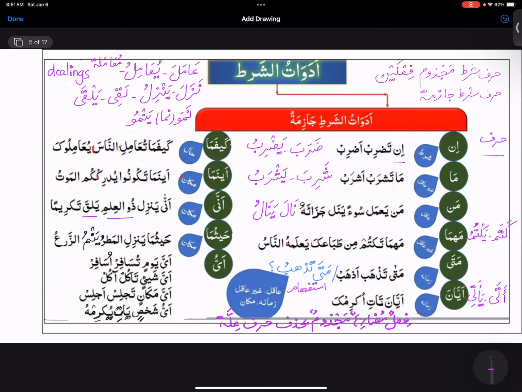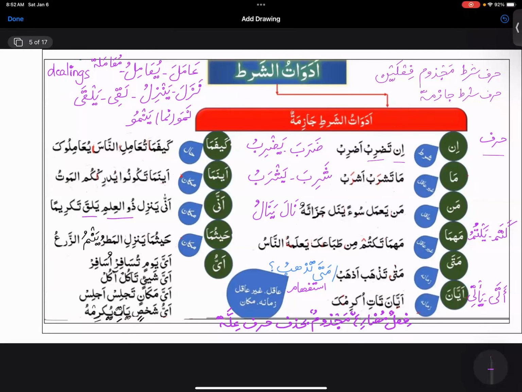Okay. And then what is tadrib? How are we going to label it? Failu mudari. It's not fail. It is something else when it comes to the Adwatu Shart. So failu shart. Tadrib is our failu shart and its fail is anta. And what is adrib? Jawabu shart. Fail mudare, its fail is ana. So failu shart, failun mudariun majzumun, failuhu ana.